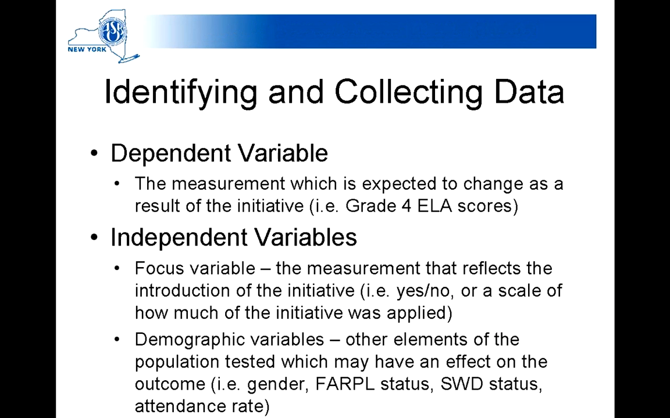Then the other sort of independent variables that we'll tend to look at, I'd call them demographic variables. And as you can see in the description here, it's other elements of the population tested which might have an effect on the outcome. So for example, gender may make a difference. We may find that a particular instructional program has a different effect on boys than it does on girls on their test scores. FARPL is a little acronym for free and reduced price lunch. Again, does poverty make a difference so that something is having more or less of an impact? Student with disability status, attendance rate, other things that may affect the results, so that if I look at the entire population, I may see one outcome, but if I look at subsets of the population, things may look a little bit different to us.